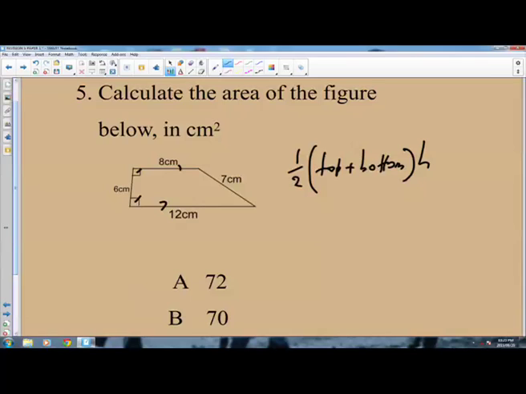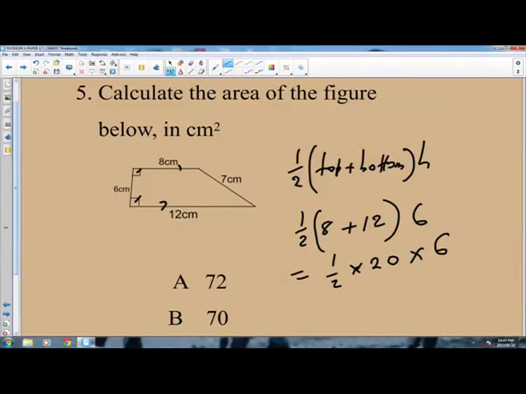So the area of this figure will be half. The top can be taken as 8 plus the bottom, which is 12, and then multiply this by the height. The height has to be perpendicular to the 12 here. So the height will be 6. Not 7, but 6, because the height has to be the shortest distance from the bottom to the top. So this will be 6 centimeters. And then this will be half times 8 plus 12 is 20. So it's half times 20.